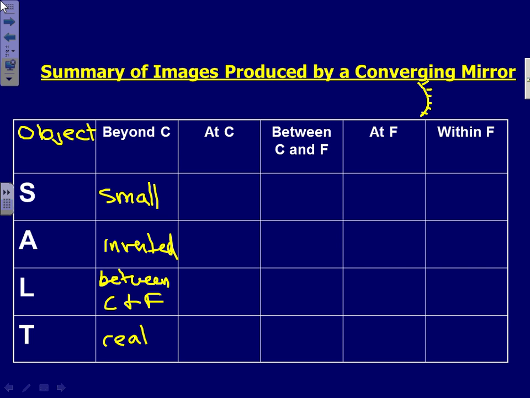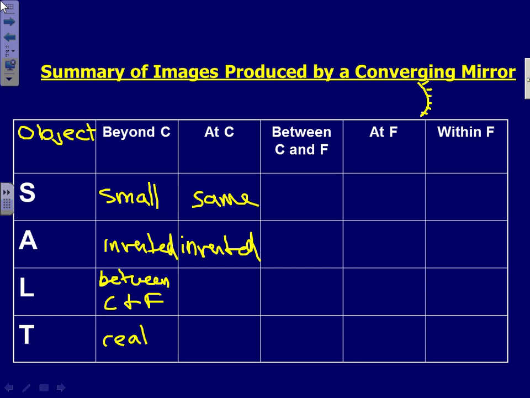Now we're going to move the object into C. Size. In an ideal world, yeah, the same. If you were able to have it be the same, that's awesome. You did very well with your rays. Attitude, yep. Still inverted. Location. Where's it located?